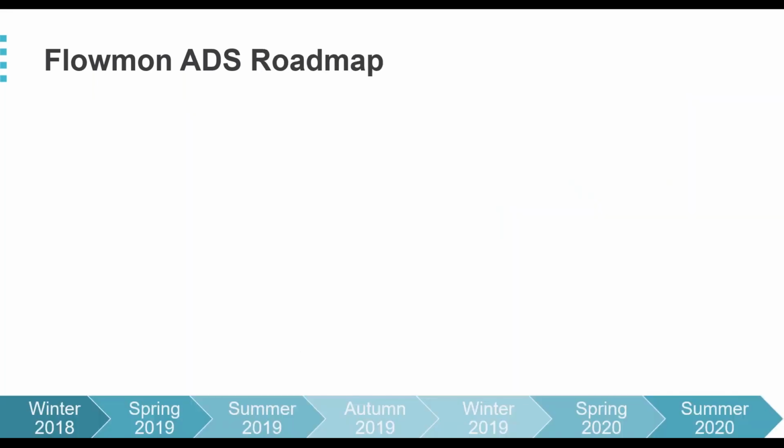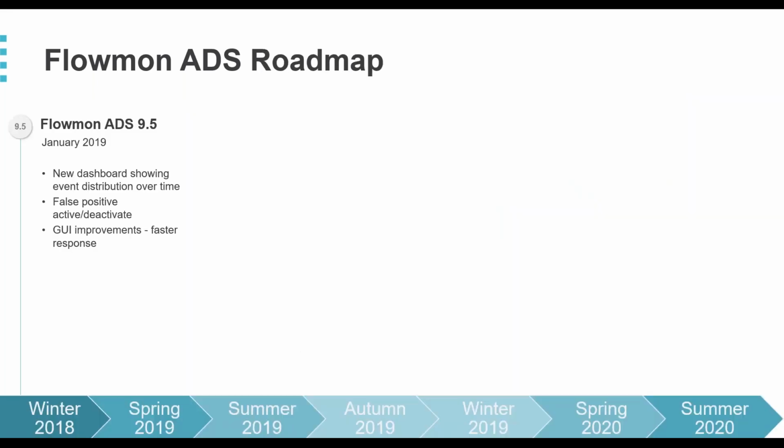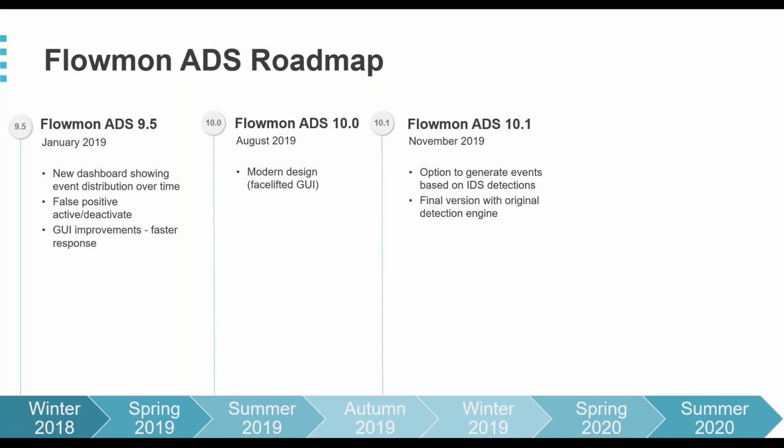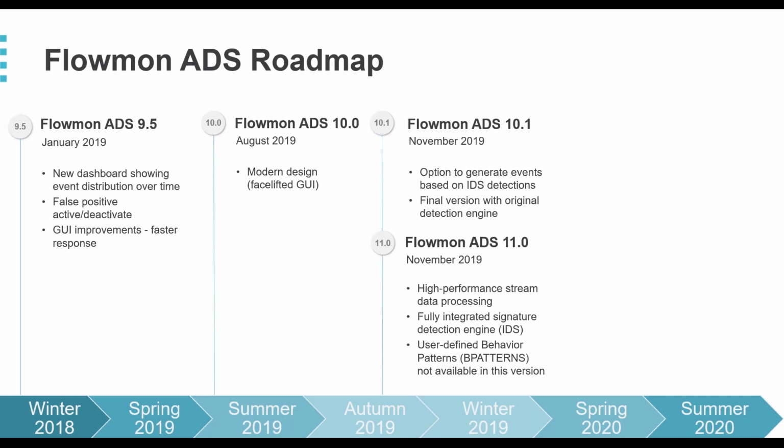So how does it look on the timeline? Version 9.5 with the new dashboard is already released. We will continue with facelifted ADS 10 somewhere in August, and at the end of November with Flowmon 10.1 and the integrated Suricata IDS. This one will be the final version with the original detection engine, as you know it now, and then we will continue with ADS 11, also released at the end of November, and then the high performance stream data processing engine will be released.